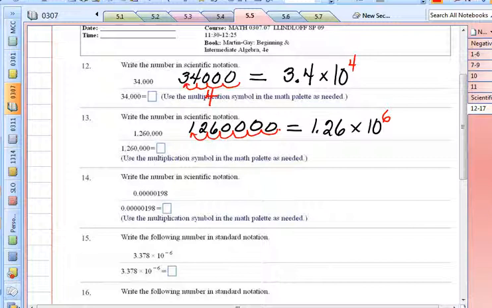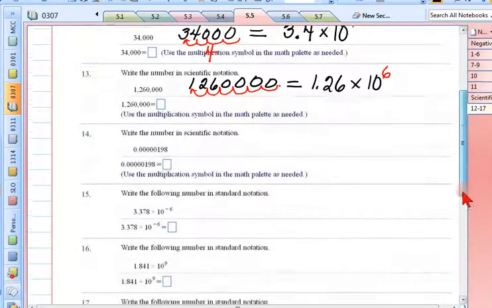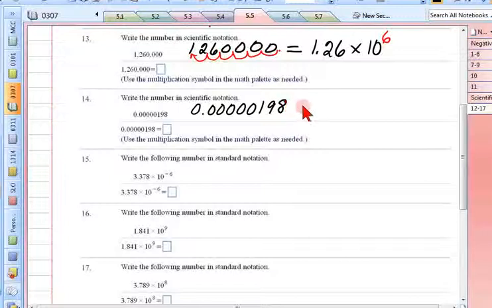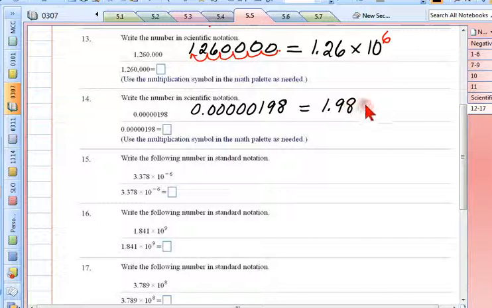Let's look at number 14. I have 0. Let me count those. 1, 2, 3, 4, 5 zeros and a 198. That's a standard notation number. In scientific notation, what will the number part of it be? 1.98. It'll be times 10.